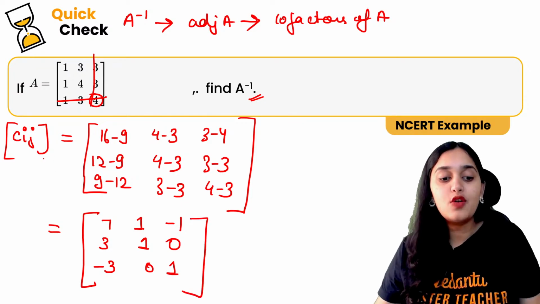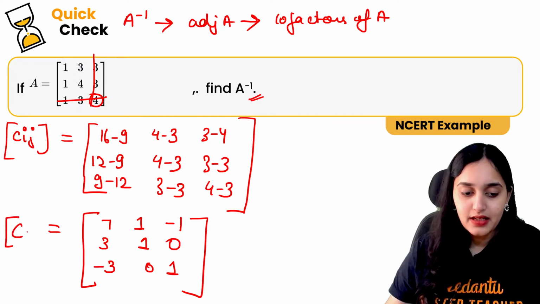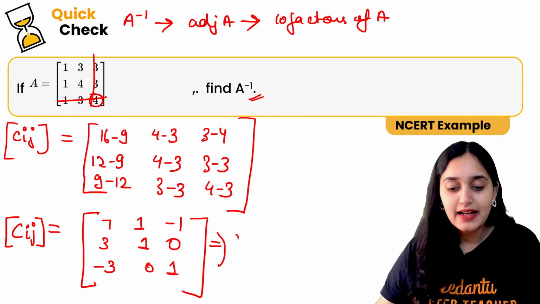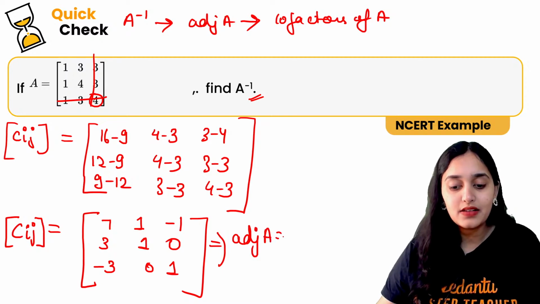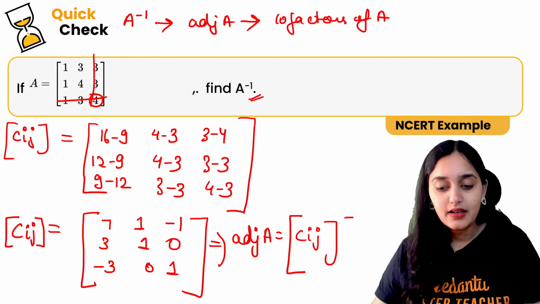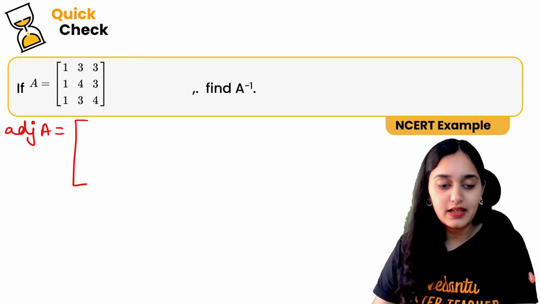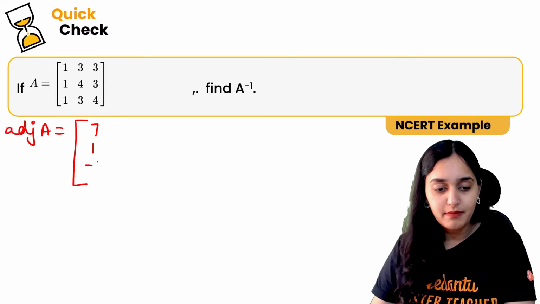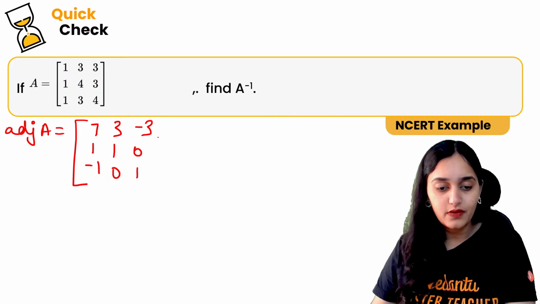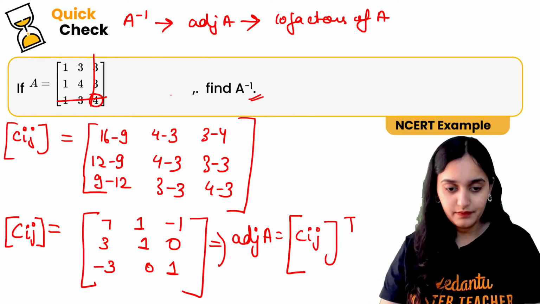These are basically cofactors of A matrix, right? You have cofactors of the A matrix. So this implies that adjoint of A matrix will be transpose of the given matrix Cij transpose. So therefore adjoint of A matrix will be 7 1 minus 1, 3 1 0 minus 3 0 1. Simple. Now we need to find out determinant of A matrix.